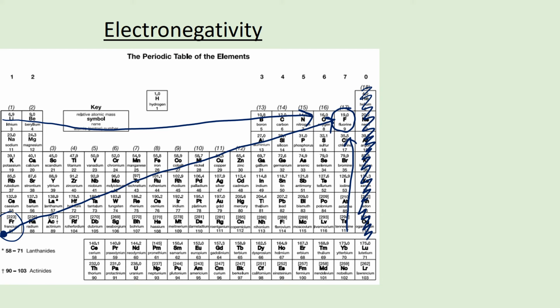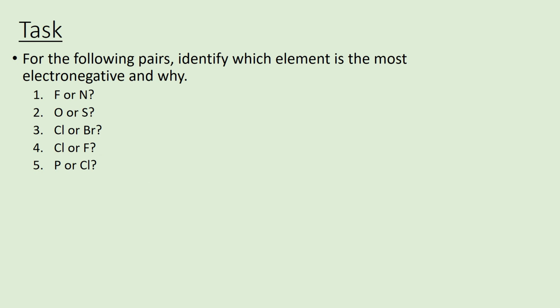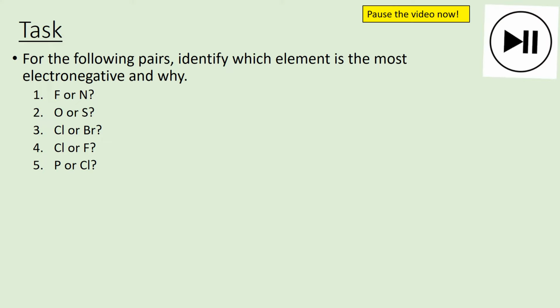So you're going to need your periodic table because you're going to have a go now at making some predictions. You're going to use the periodic table to predict which of those pairs is the most electronegative. So pause the video, and when you're ready, press play. With your explanations, try and use the terms radius or nuclear charge or shielding, so try and explain them.